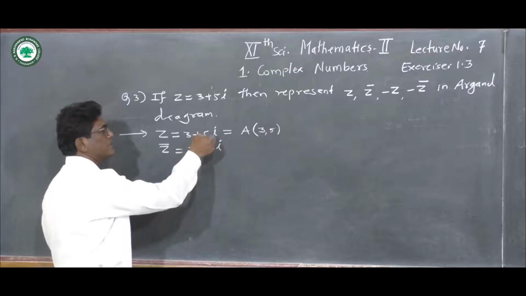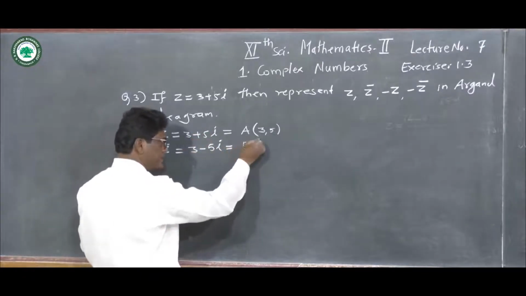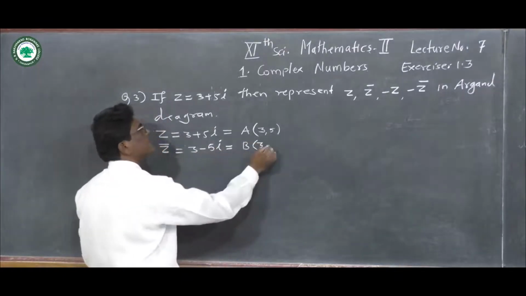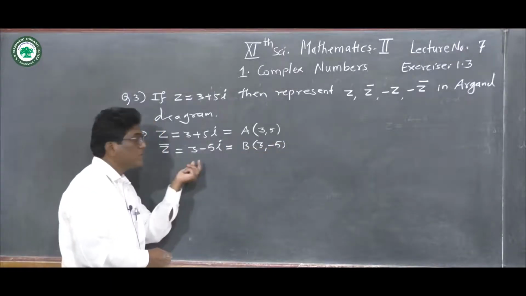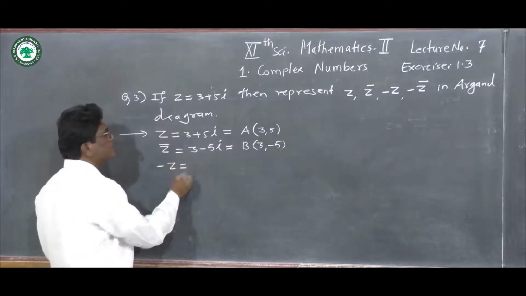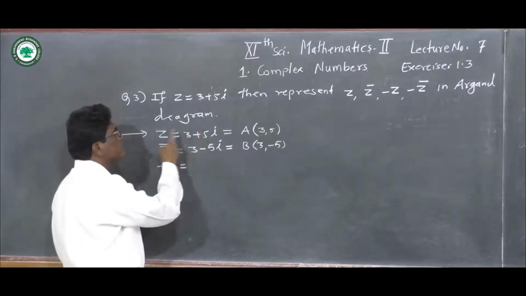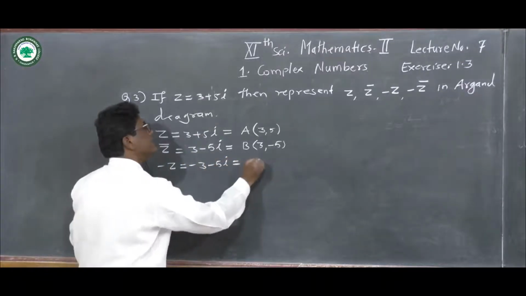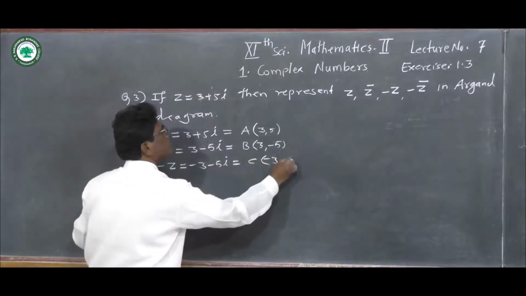Conjugate: we change the sign of the imaginary part. We represent this by the point, suppose B, whose real part is 3 and imaginary part is minus 5. So B of 3, minus 5 represents the complex number z bar is equal to 3 minus 5i. Then minus z. Here z is equal to 3 plus 5i. Multiply by minus, so minus z is equal to minus 3 minus 5i. So it is represented by the point, suppose C, minus 3 and minus 5.